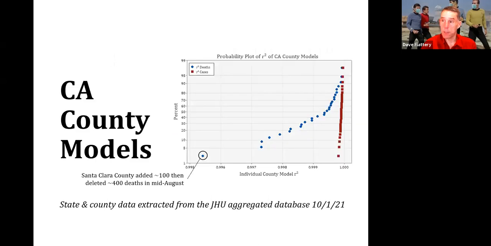Moving on to California county models. Santa Clara gets a callout for being bad data managers. They added about 100 deaths all at once and then pulled them out less than a week later and made my R squared depressed. But other than that, the models describe these outbreaks pretty well.